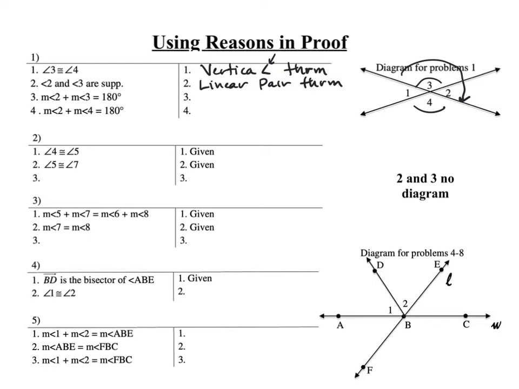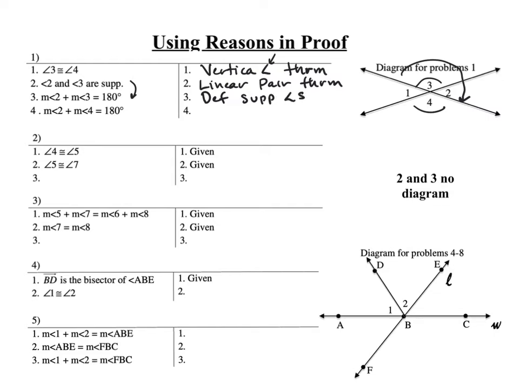The measure of 2 plus the measure of 3 is 180. So a thing to remember in proof is that things follow each other. The reasoning is sequential, logical. So step 3 comes from step 2. How do we know if they're supplementary, they add to 180? That's the definition of supplementary angles.